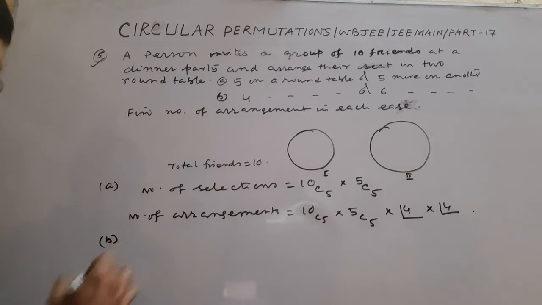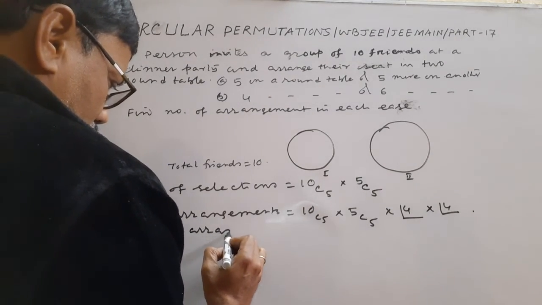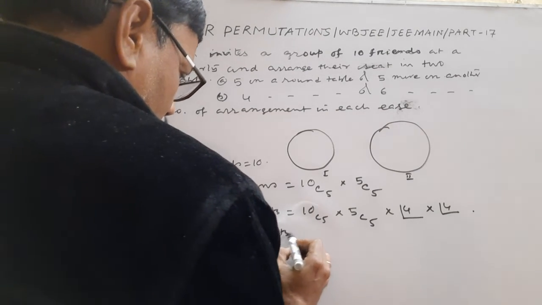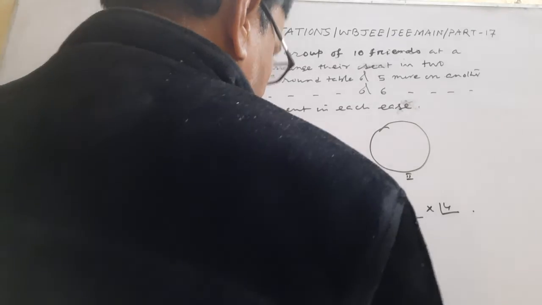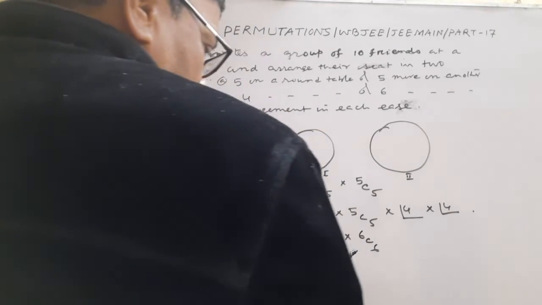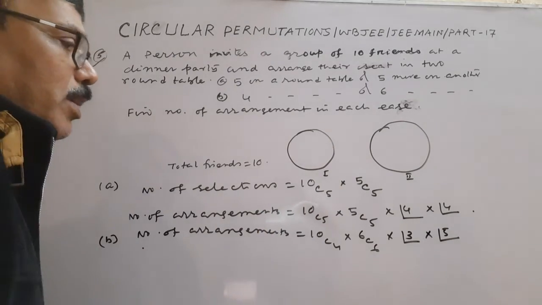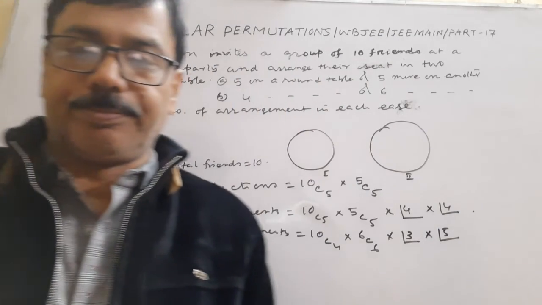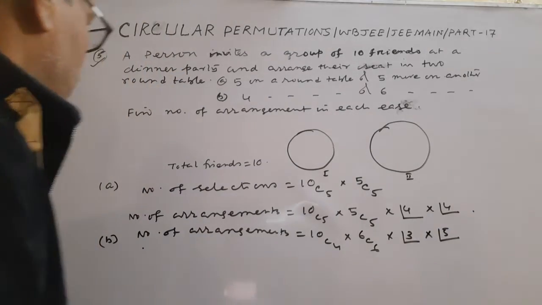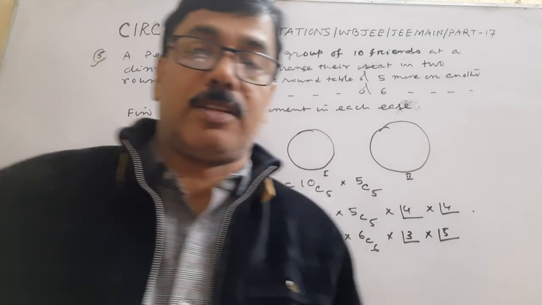And for the second one, number of arrangements, we write the final answer. Selection 10C4 into 6C6, the remaining 6. So 4, this is factorial 3, 4 minus 1, and for 6, factorial 5. So this is the number of arrangements at the round tables. This is a simple problem, but remember you have to select the persons at the beginning.